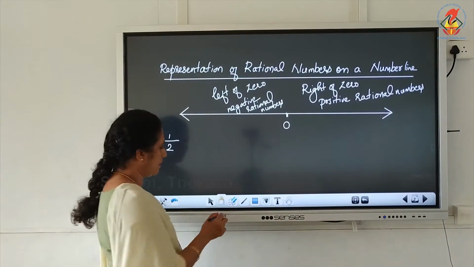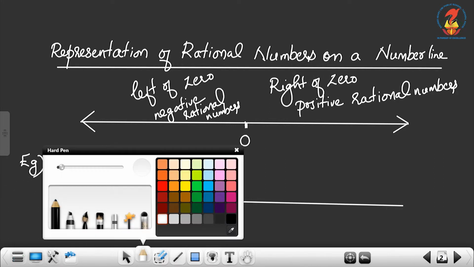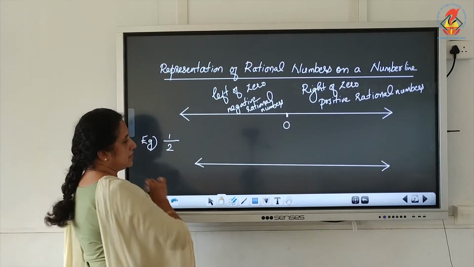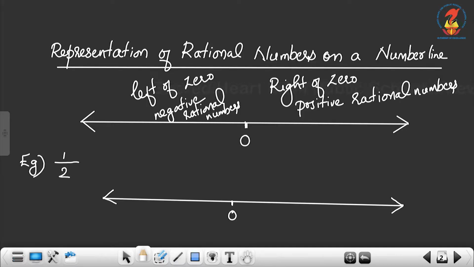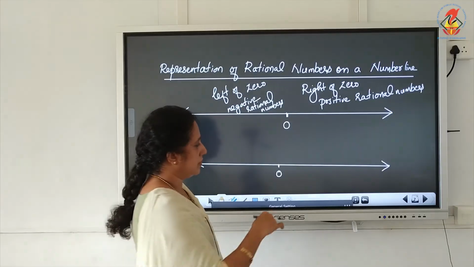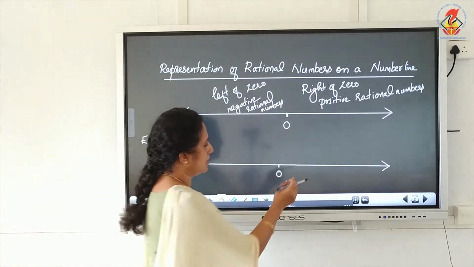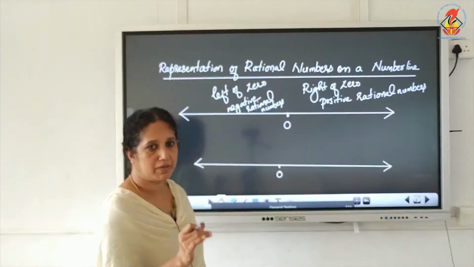So, first we have to draw the number line. Then we have to put arrow marks on both sides. Then look at that, 1 by 2 is a positive rational number. So, first you mark 0, then you have to mark 1 by 2 on the right of 0. In this part of the number line you have to mark the rational number 1 by 2.